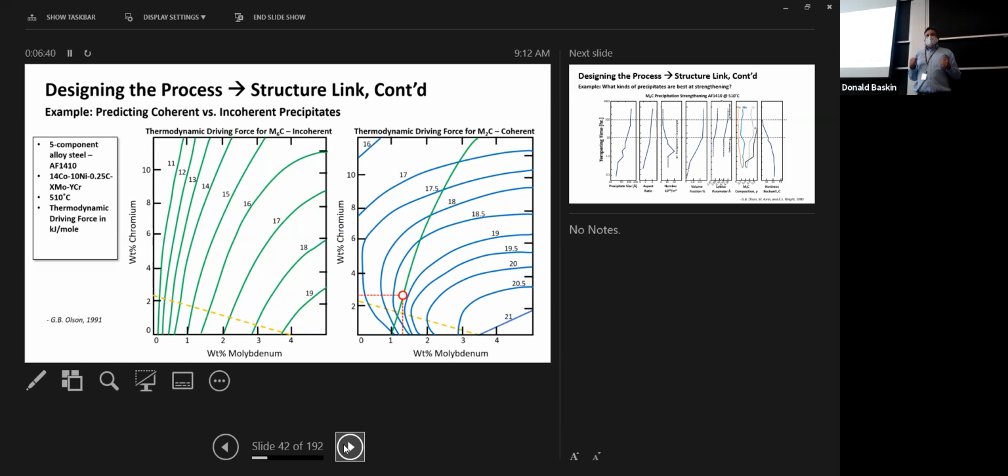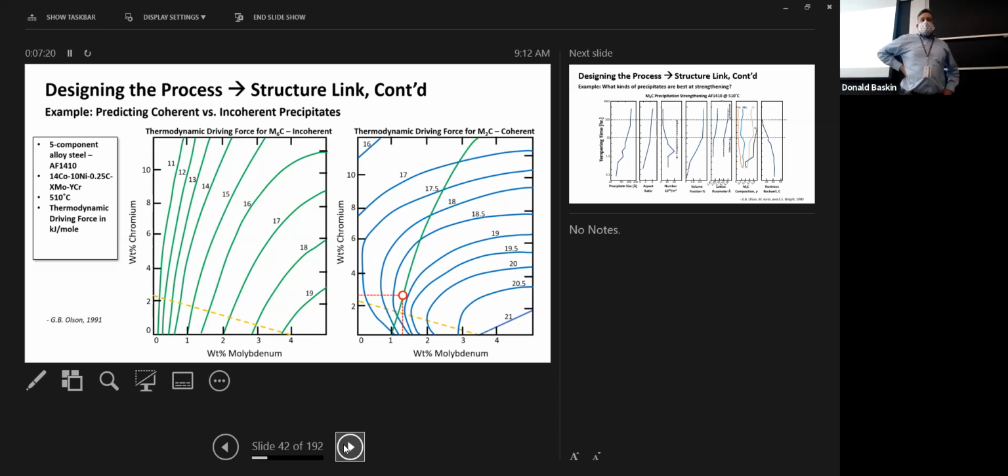High driving force, the thermodynamic change in Gibbs free energy, gives you lots of little precipitates. The opposite, low driving force, gives you big globby things which don't do as good a job strengthening because they're not coherent anymore. Here we have two graphs that show constant contour lines of driving force for incoherent and coherent precipitates. This one is an M6C, where the M is a metal, and this is an M2C. You want these, you don't want those.